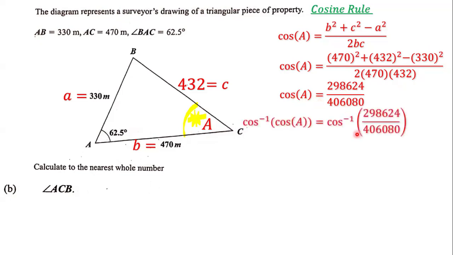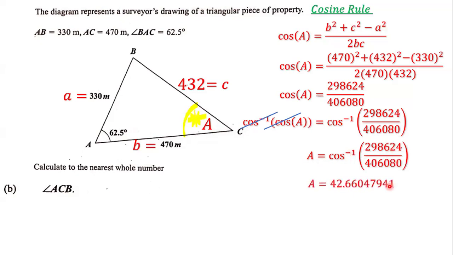Next, what we do is we take the cosine inverse of both sides, and we do that so that we can cancel out this cosine inverse with this cos, leaving us with just A. So we have that A is equal to cosine inverse of this fraction. Next, we say, what is cosine inverse of this fraction?